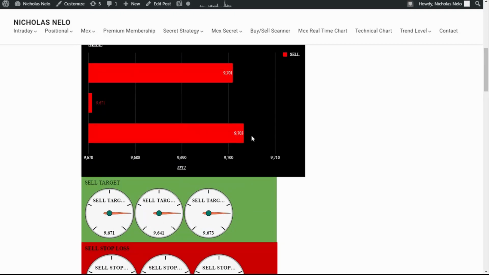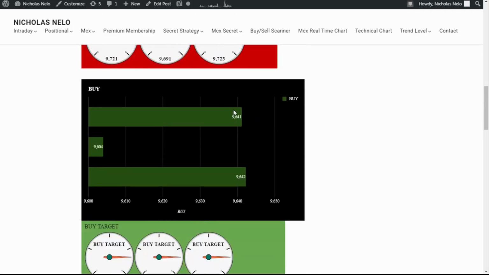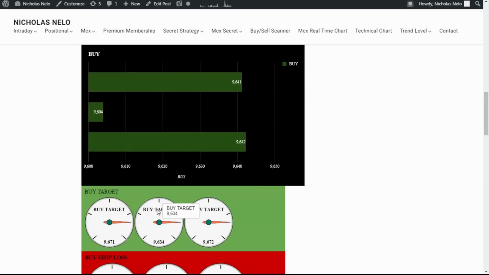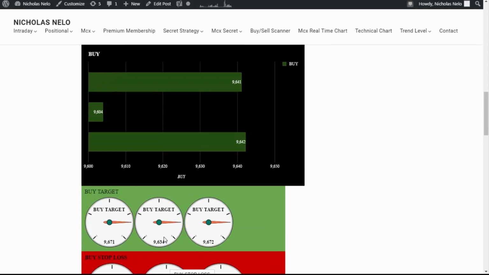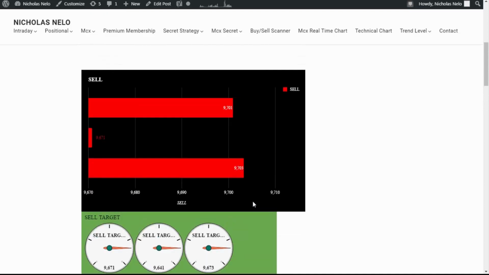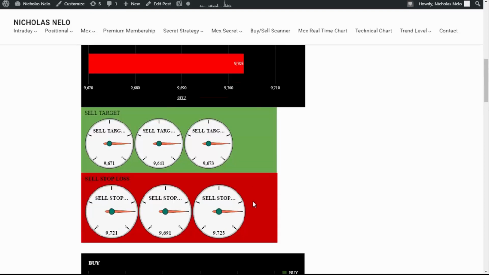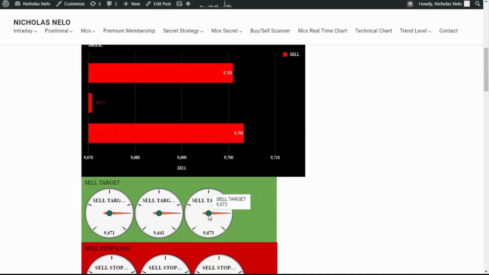Here 9703 is the highest candle, so just place a sell order at this level, with the target here and the stop loss here. Also, there is a buy candle, so pick the lowest candle. Here it is 9604, which is the middle one, so use this middle dial for the buy target and buy stop loss. Every day in the morning you just check this chart, and it helps you find the selling level and buying level. The first candle represents the first dial, the second candle represents the second dial, and the third candle is the third dial.